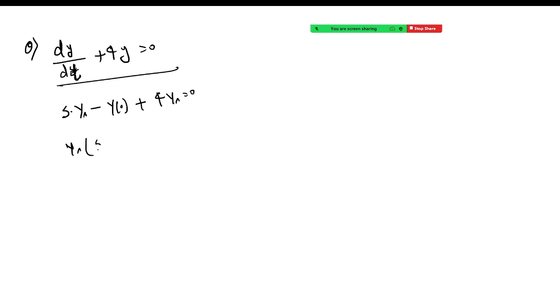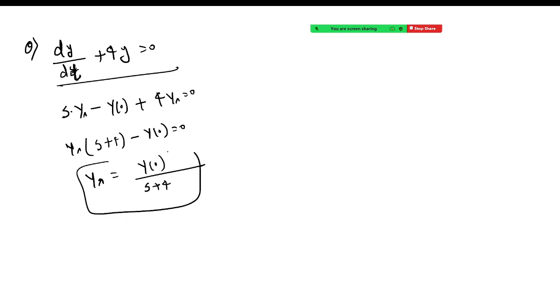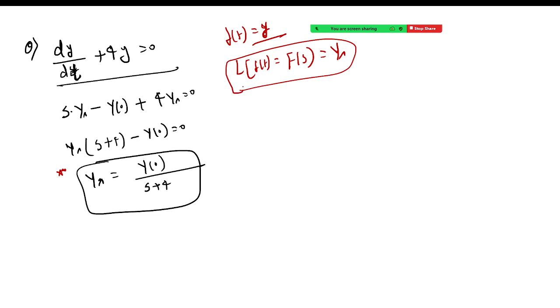So I'll take s common: (s plus 4) Y(s) minus y(0) equals 0. So you can directly calculate the value of Y(s), that is y(0) divided by s plus 4. I'm just assuming Y(s) is your function, your f(t) is, let's say, y, and the Laplace of f(t) equals F(s), which I'm assuming here is Y(s).